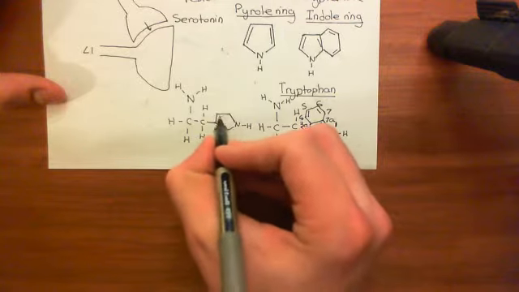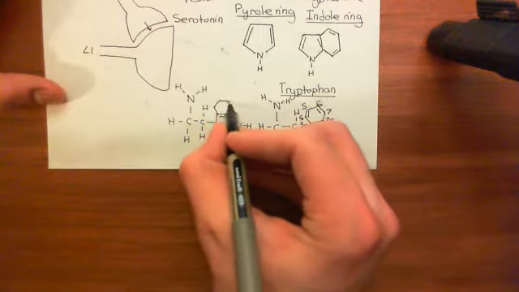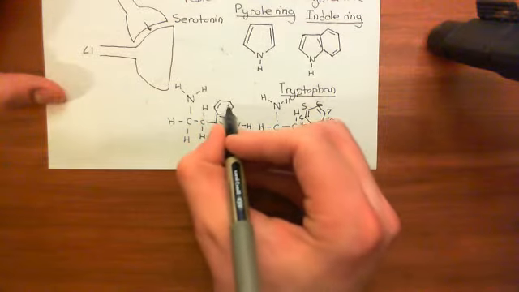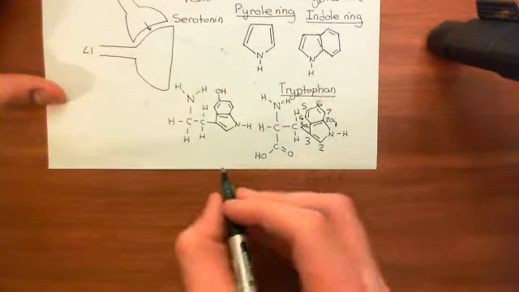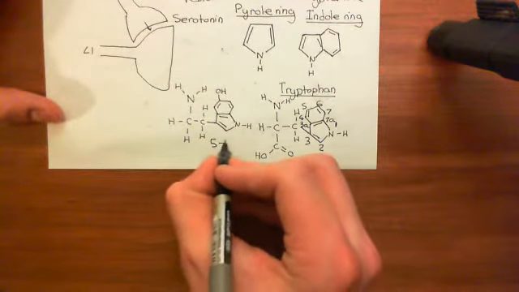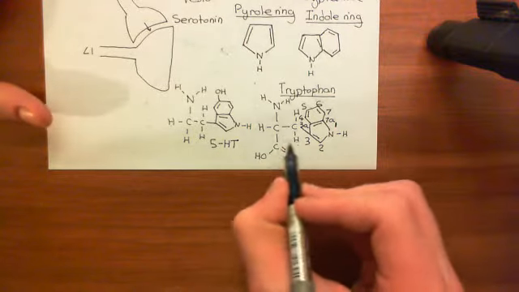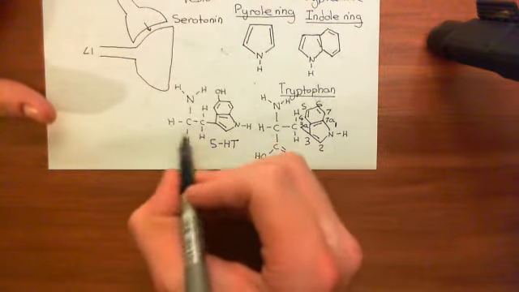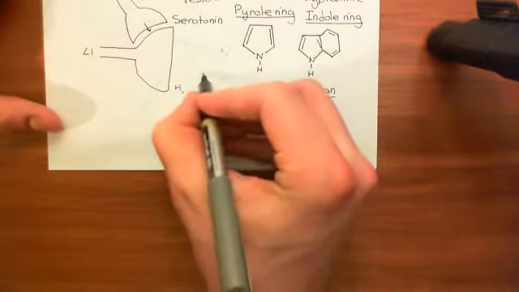We have a double bond there, a double bond there. Then we have the benzene ring here. We have a double bond there, and then we have an alcohol group coming off this 5th carbon here. So this is 5-hydroxytryptamine. 5-hydroxytryptophan would be where we still have the carboxylic acid group here. So 5-hydroxytryptamine then, or serotonin.